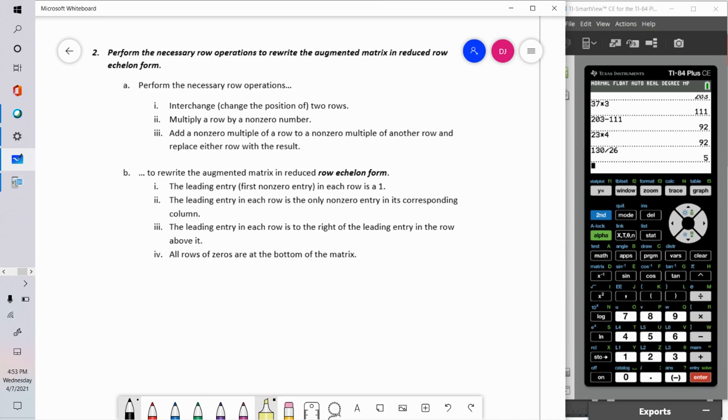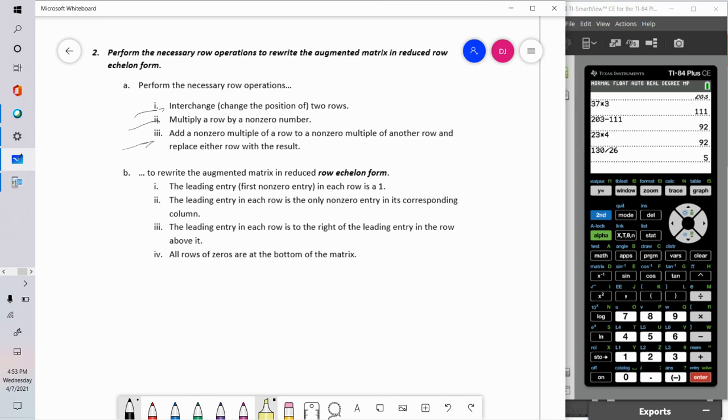Number 2, we're going to perform the necessary row operations to rewrite the augmented matrix in reduced row echelon form. What are the row operations? I can interchange rows. I can multiply a row by a non-zero number. I can add a multiple of a row to another row. Those are the row operations. I will show you in a moment what I mean by that.